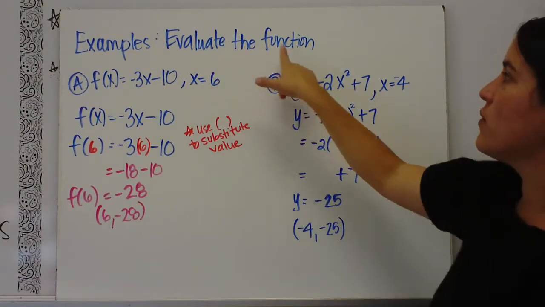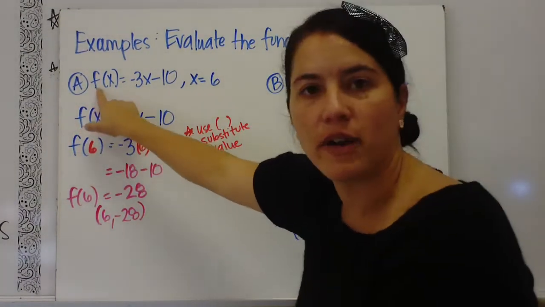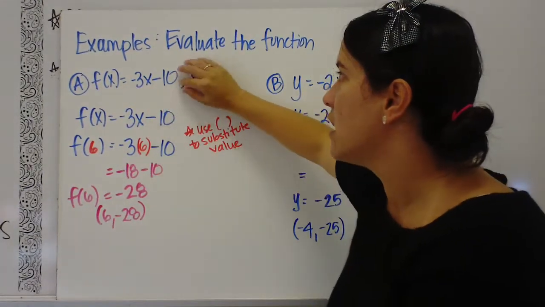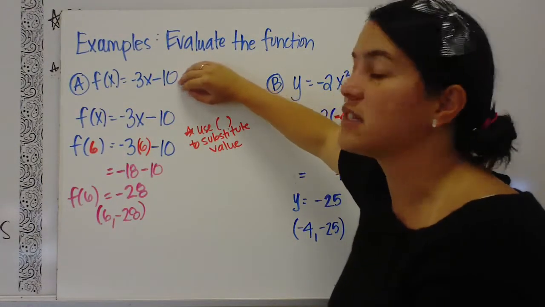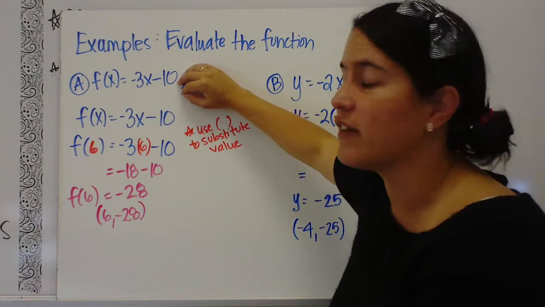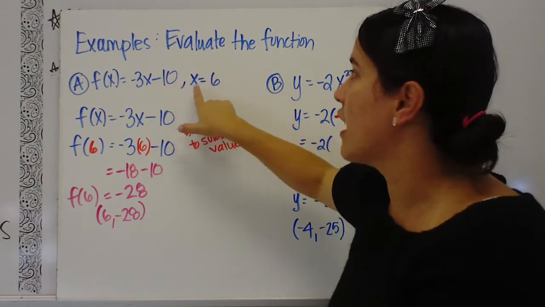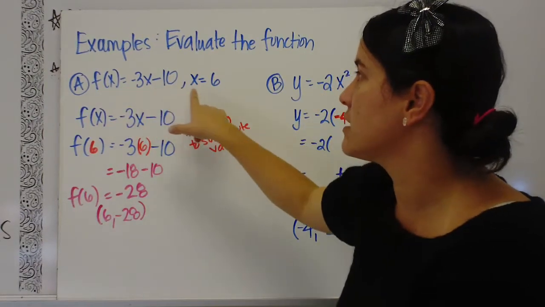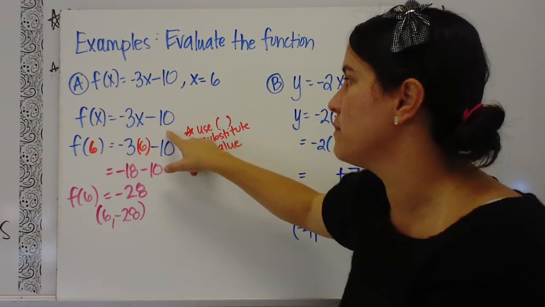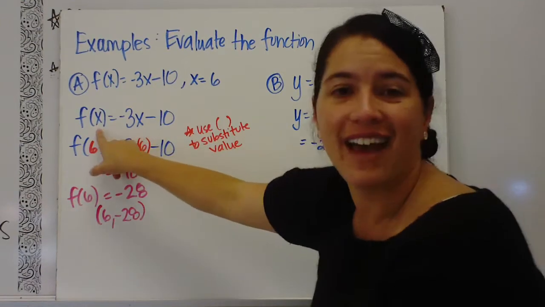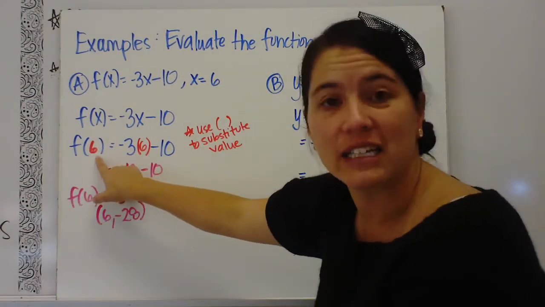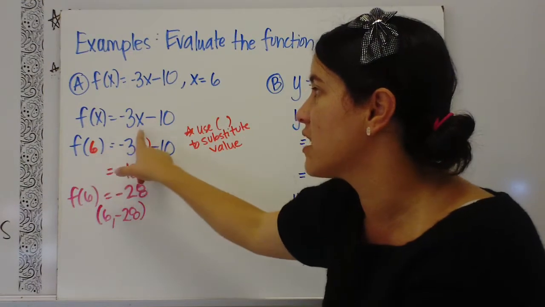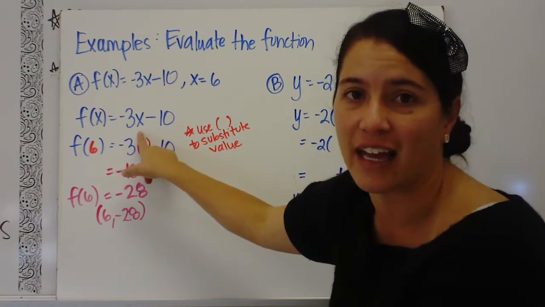So example, evaluate the function. Here, example A, we have a function: f of x equals negative 3x minus 10. This is a function in terms of x, and we want it for x equals 6, so copy this down. f of x equals negative 3x minus 10 for x is 6. So I've rewritten the function, and instead of x, I'm going to write f of 6 because my x value is equal to 6. What f of 6 means is we have to substitute a 6 in wherever you see an x.